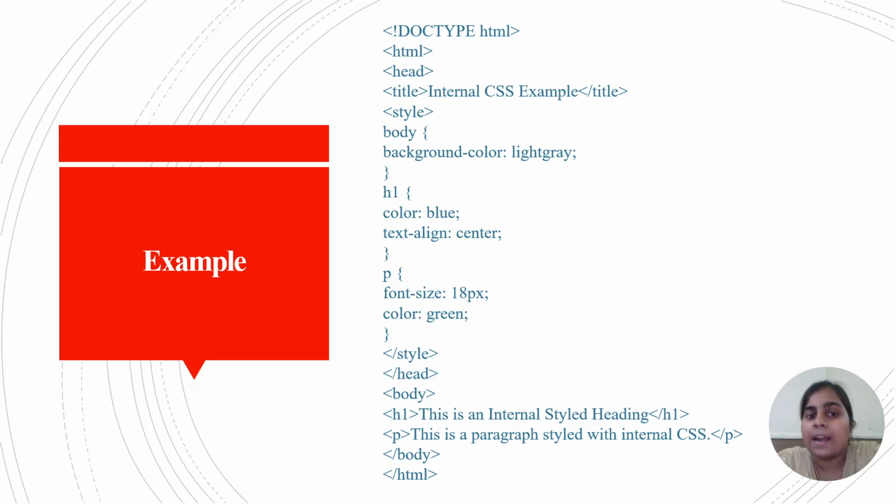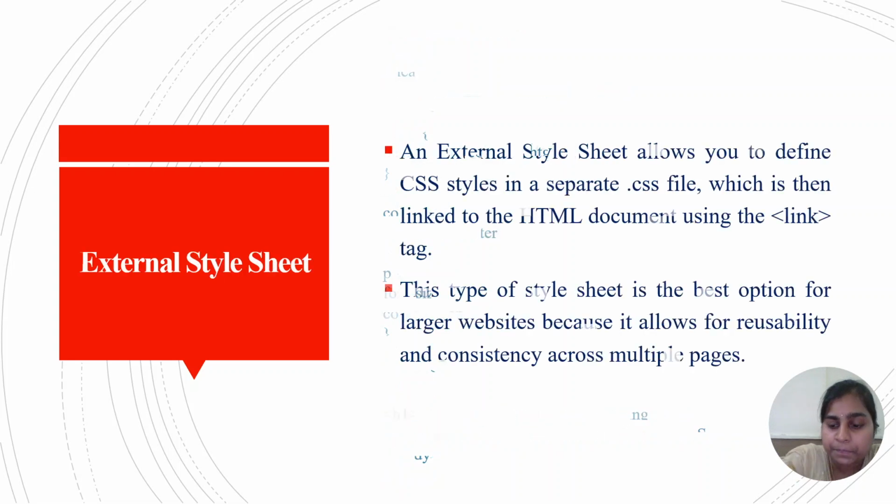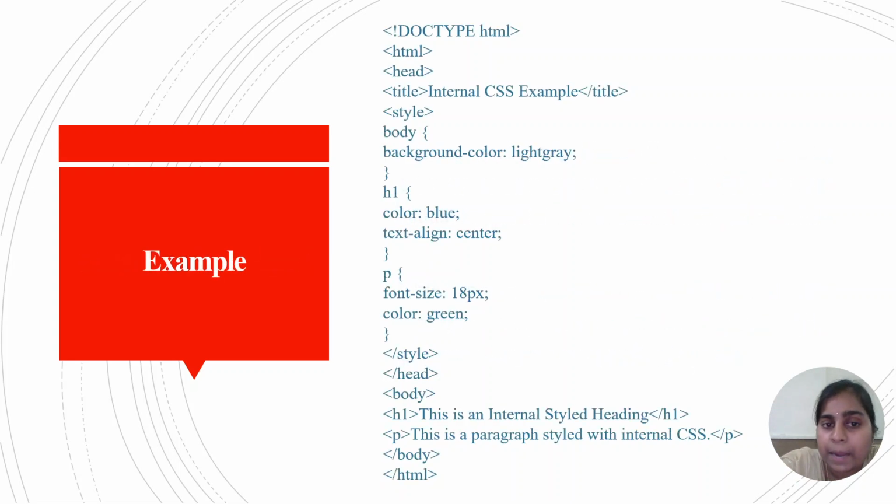Here I am applying the styles to the body tag, the h1 tag and the paragraph tag, each individually. I am applying the background color for the body tag, the blue color for the h1 tag, and the alignment is center for the h1 tag, and then I am going with the paragraph tag.